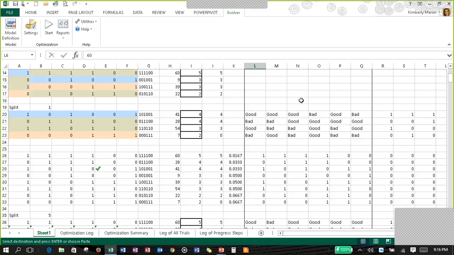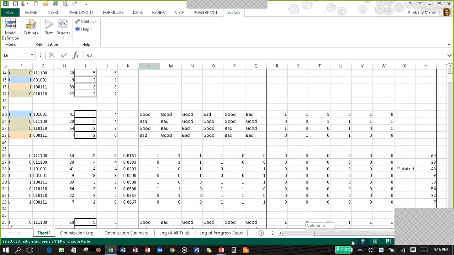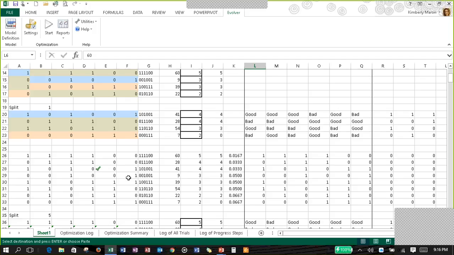Okay. Now, in addition to that, we have added mutation into our model. So if you go over to cell X28, you'll see that that row has been mutated. What we mean by that is in cell E28, where normally we would have had a yes answer or a 1, we have arbitrarily made it a 0, or mutated that cell. And as we discussed in the slides, the mutation is to help keep us out of local loops.